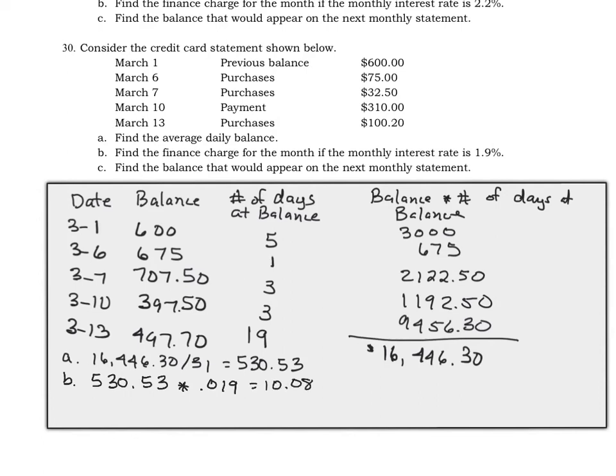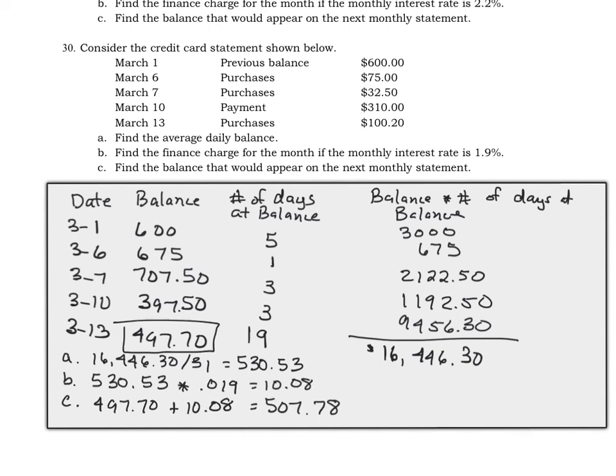And then the last question is find the balance that would appear on the next monthly statement. So remember, we don't use our average daily balance for that. We have to use our ending balance and then add our finance charge. And when I add those together, I get $507.78.